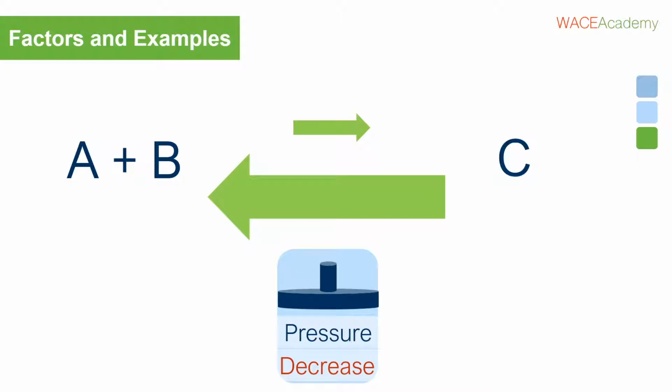Our next factor, volume, operates in exactly the same way. An equilibrium that is given a smaller volume will shift towards the side with less products, and vice versa.